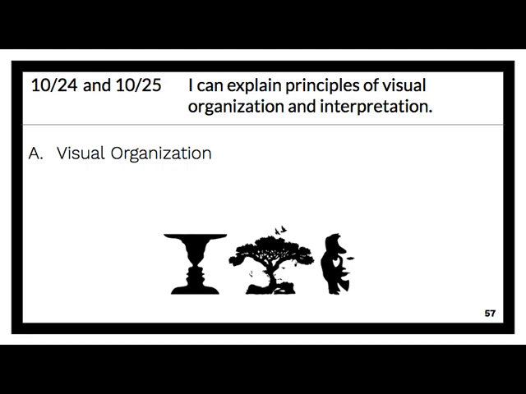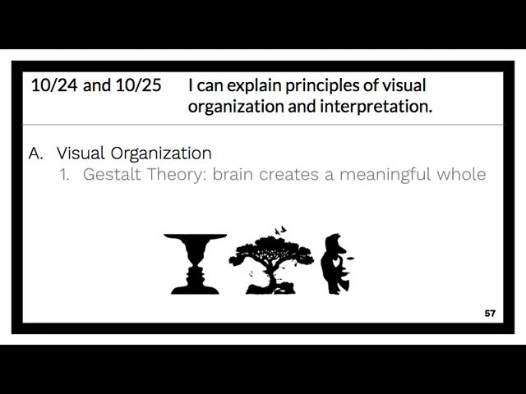And then we're going to talk about size constancy or just perceptual constancy. Okay. So looking at things like that strawberry picture. So with visual organization, the first concept we need to look at is called Gestalt theory.